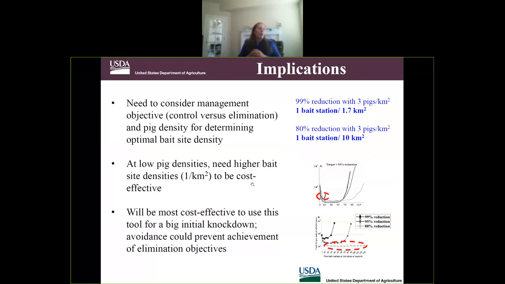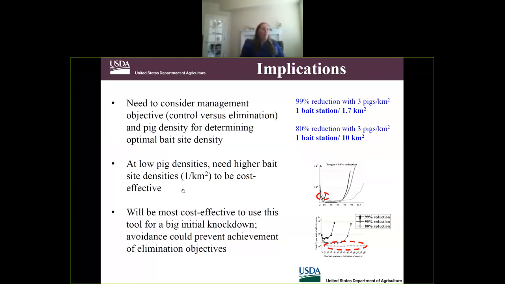So some implications are that we need to consider the management objective. How you design the bait site density is heavily affected by what your management objective is. If you're shooting for a 99% reduction, near elimination, you're going to be most cost effective if you really increase your bait site density, up to like 1 bait station per 1.7 kilometers or even more dense than that. But if you're only shooting for like an 80% reduction, then you can get away with 1 bait station per 10 kilometers squared to be most cost effective.